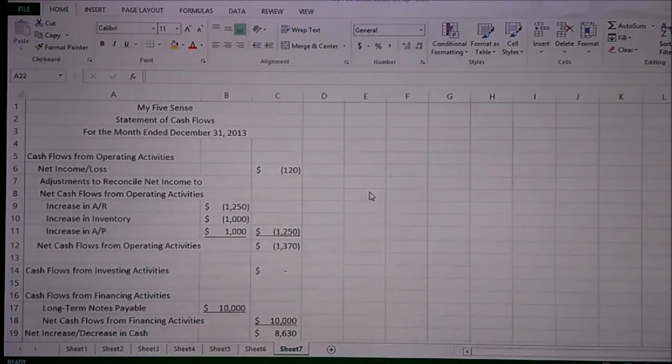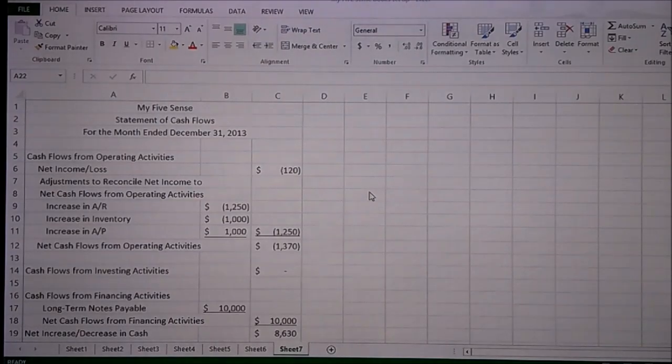Alright, so we're here at the fourth and final financial statement, the statement of cash flows. We have the name of the company, My 5 Cents, statement of cash flows, and this one is for a period of time as well. So for the month ended December 31st, 2013. The statement of cash flows is very similar to the statement of owner's equity. It shows all activities that affected that specific account and how we arrived at the ending balance for that account over that period of time. Very important statement.